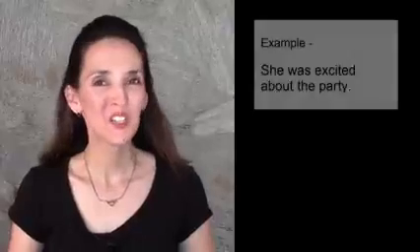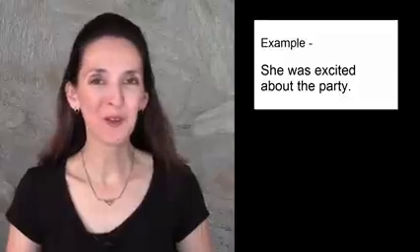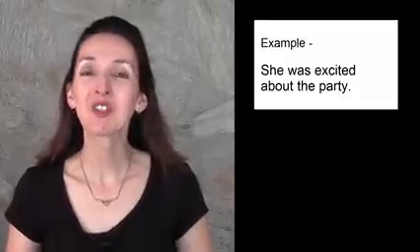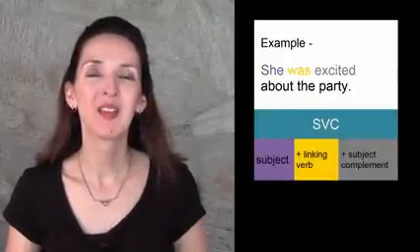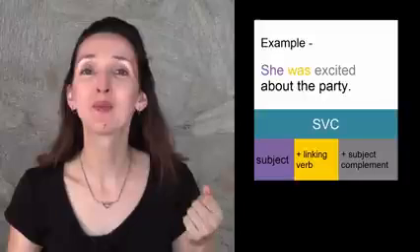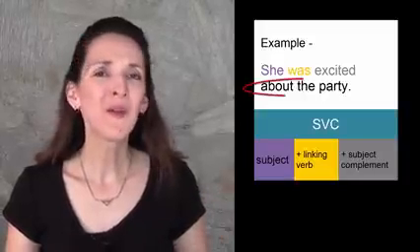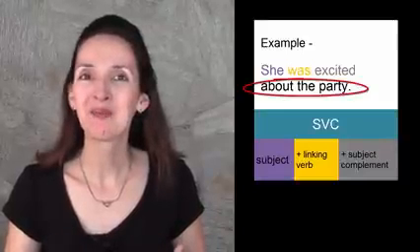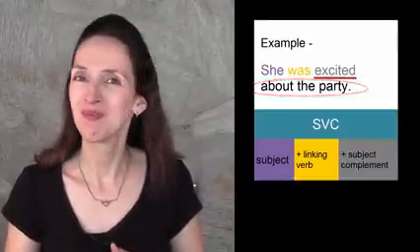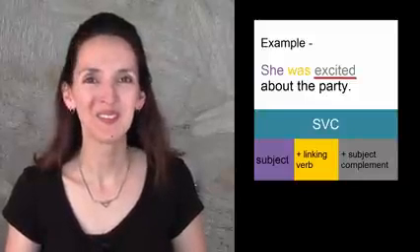Subject complements are only one type of complement. Let me quickly show you another. Look at this example. She was excited about the party. What pattern does this sentence follow? Well, she was excited. That's subject plus verb plus complement. Excited is an adjective, it's a subject complement. About the party is information that explains her excitement. It explains the adjective. It's an adjective complement.